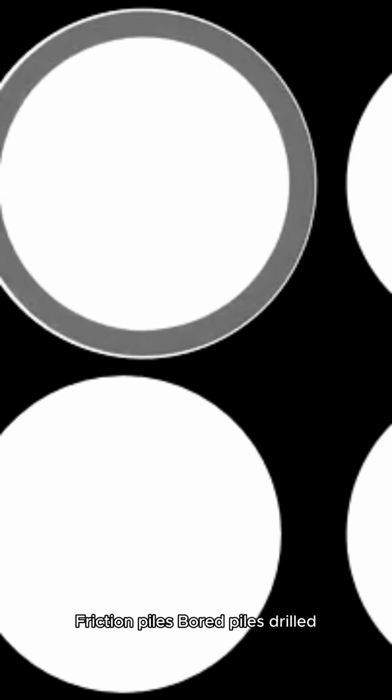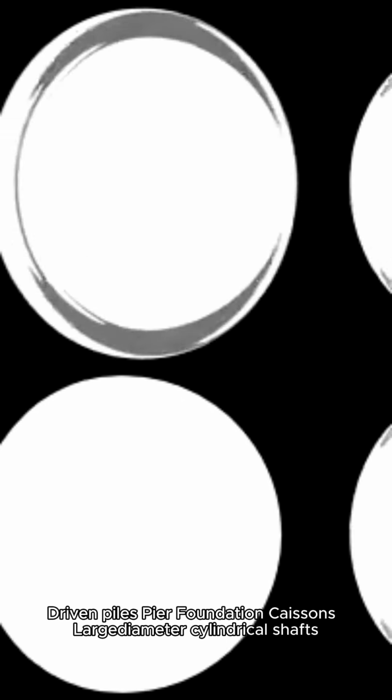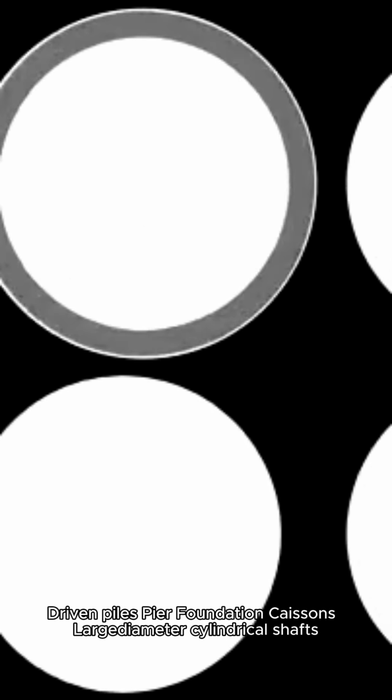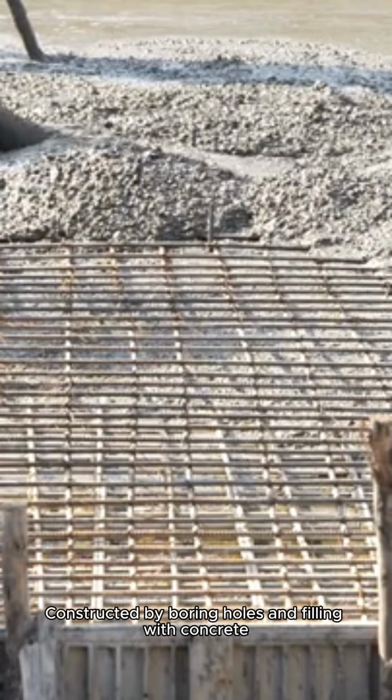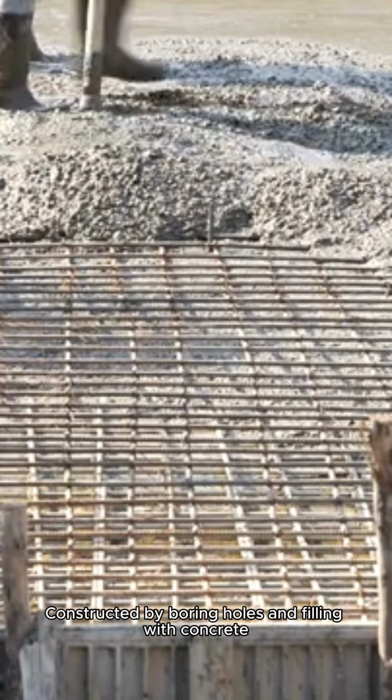Types: end-bearing piles, friction piles, bored piles, driven piles. Pier foundation, or caissons: large diameter cylindrical shafts, used in bridges, large towers, or deep basements. Constructed by boring holes and filling with concrete.